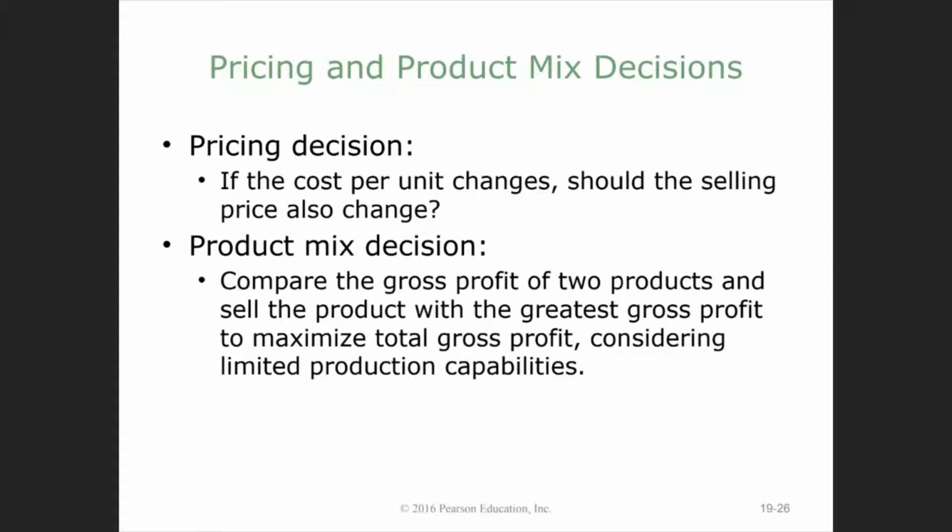When we're looking at a product mix decision, we compare the gross profit of two products and sell the product with the greatest gross profit to maximize total gross profit, considering limited production capabilities. That was a lot. So basically what they're saying is we're comparing the gross profit of two products, and we want to see which one brings in more profit. The one that brings in more profit, that's probably the one we're going to stick with, right? Because it's bringing in more money for our business. So that's all that's saying. We're comparing it.